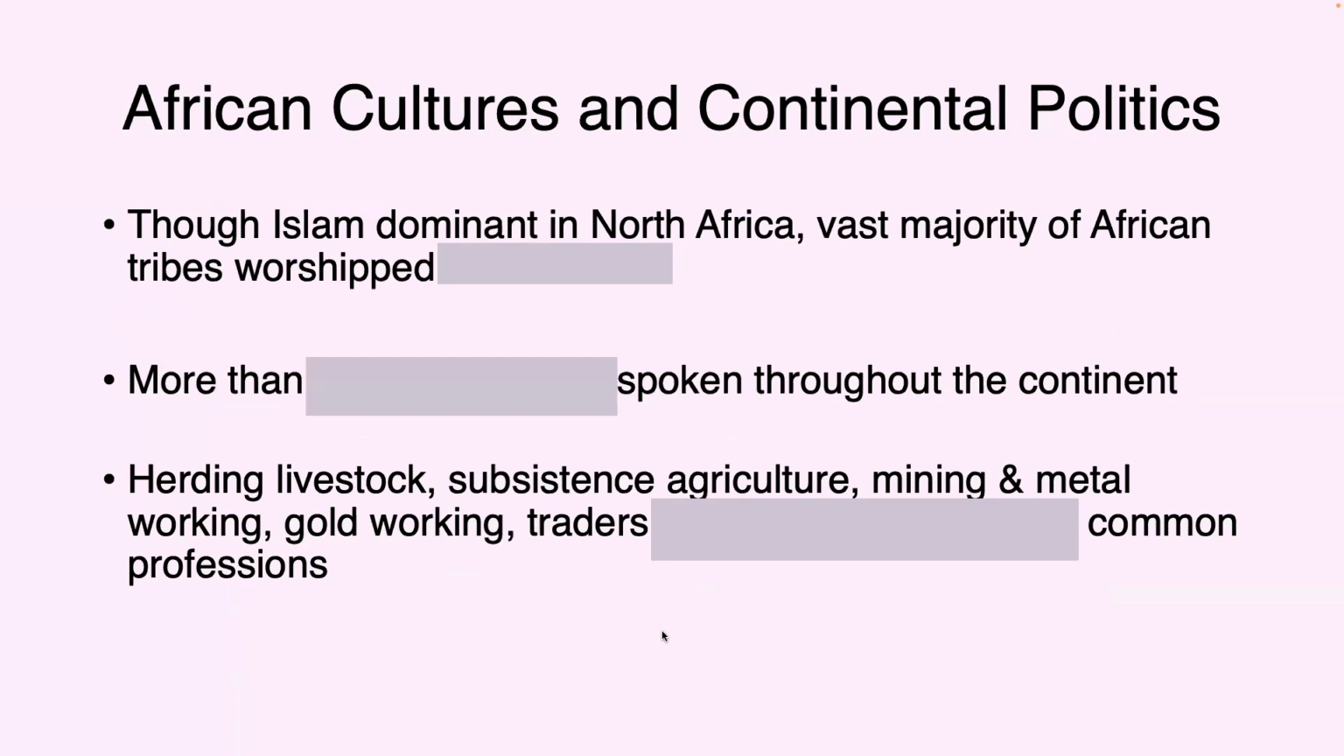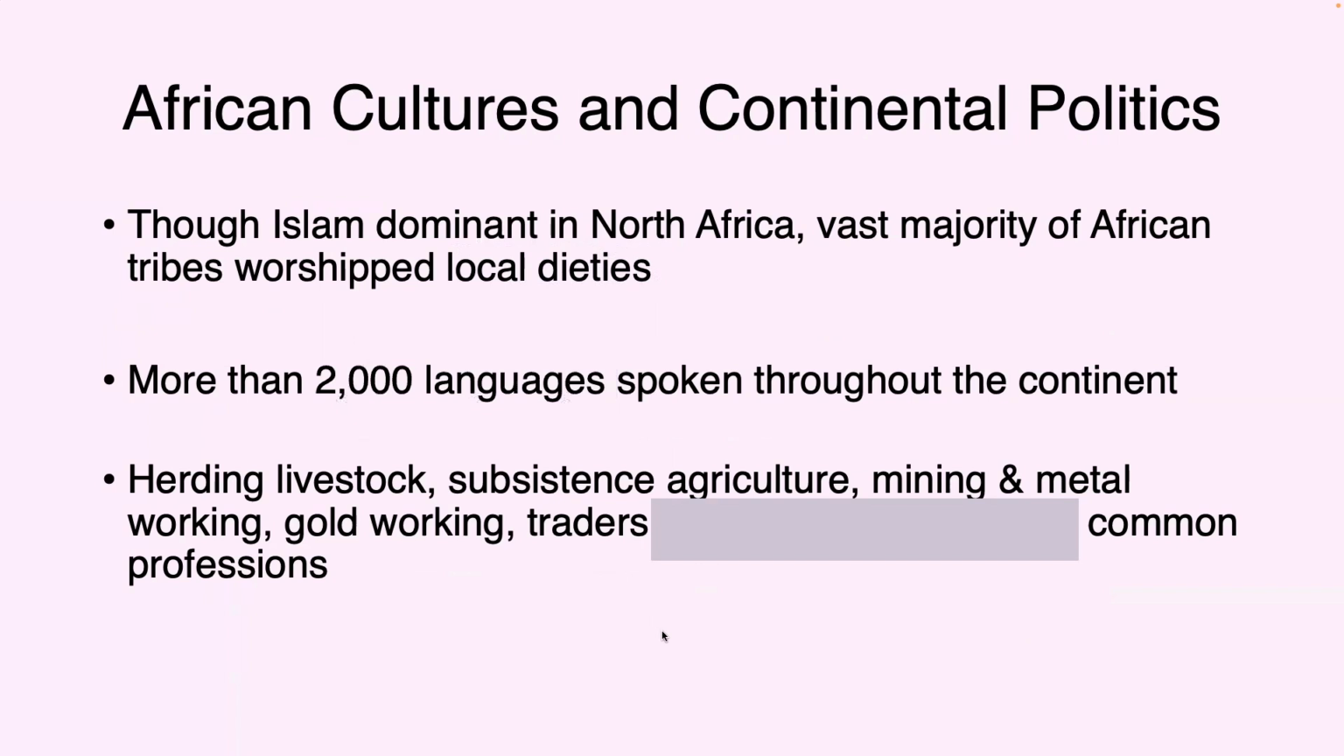So, although Islam is dominant in North Africa, the vast majority of African tribes worshipped local deities. So, there would be local gods, local beings, etc., that would create a local religion. At the same time, more than 2,000 languages are spoken throughout the continent at this time. And although herding livestock and subsistence agriculture is very popular, you also have mining and metalworking, goldworking, and trading as very common professions. And that includes slave traders.